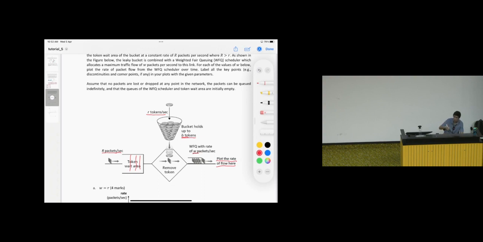So that means we have an infinite queue, unlimited buffer size, in other words. Assume that the queues of the WFQ scheduler and token wait area are initially empty. So initially, we do not have any packets here or here. Both are empty.